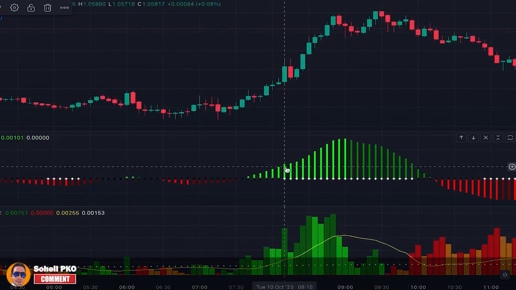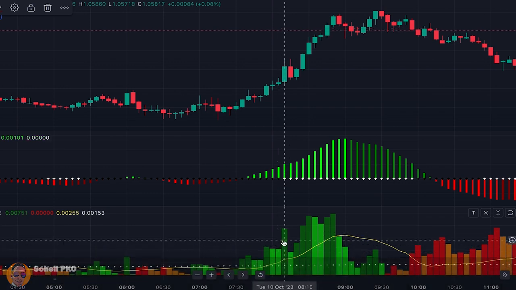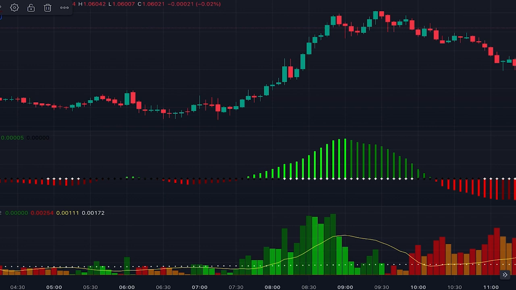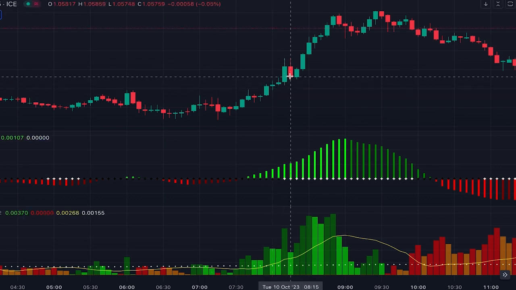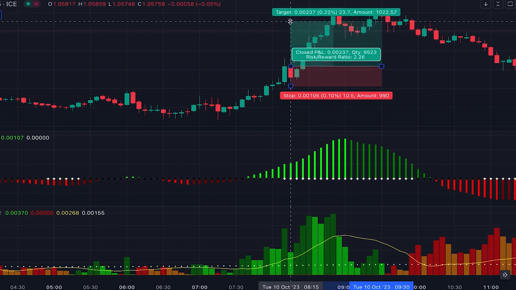After these black crosses, here we got a white cross. The histogram is green, so it's a buy signal, and this indicator confirms the buy signal because the bar is green and it's above the dead zone line and explosion line. So based on this signal, we can enter a long position here as this new candle is opened. And this trade is also a successful trade, as you can see.